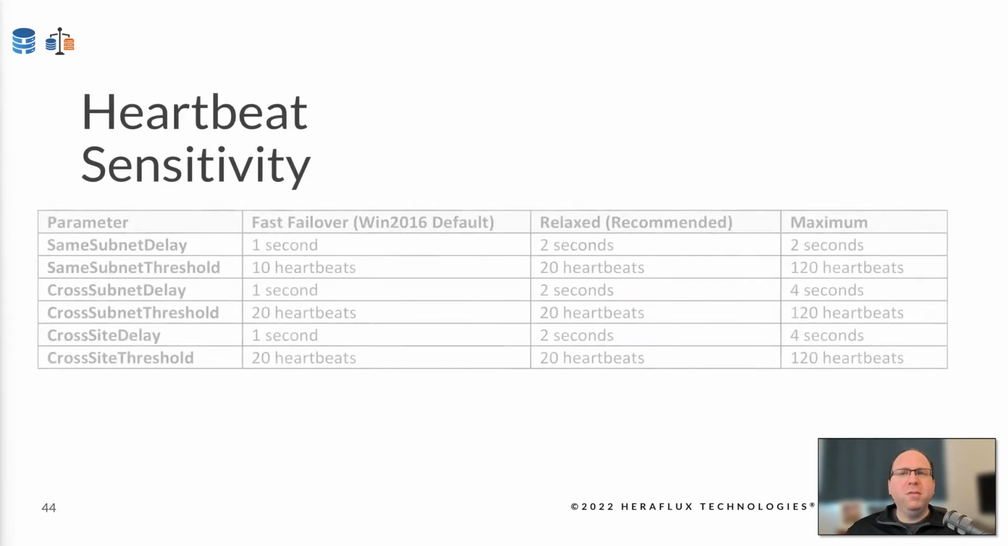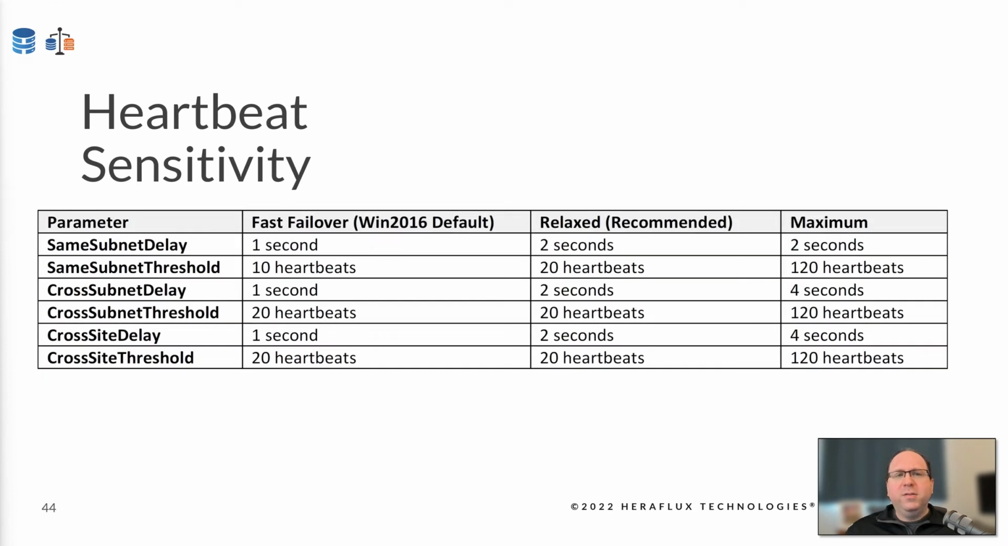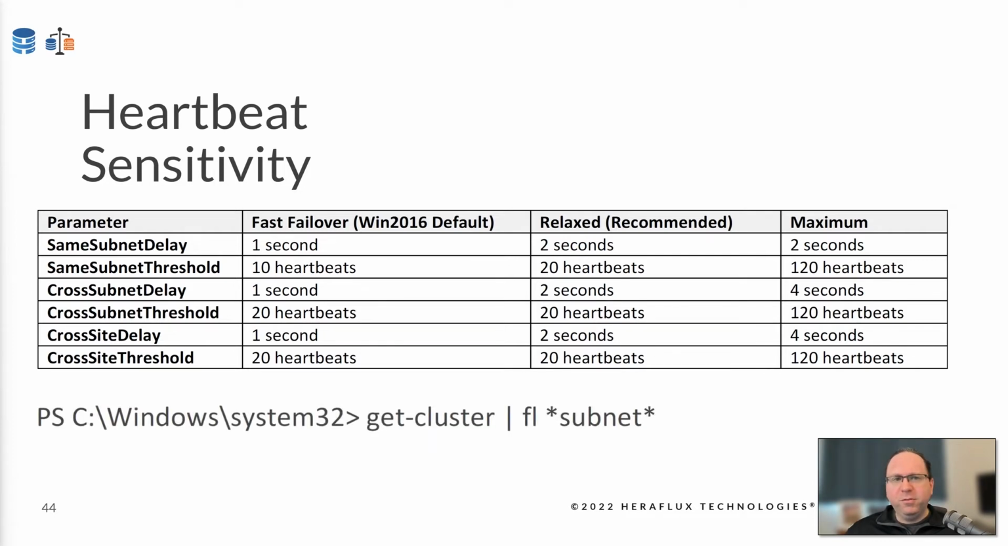Now, there are some things in here that I like to detune. The default in here is for fast failover. There's a handful of settings: same subnet delay, same subnet threshold, cross subnet delay and threshold, and then cross site delay and threshold. You can see all this for your machine with the command Get-Cluster | fl *subnet*. Usually the default is fast failover.